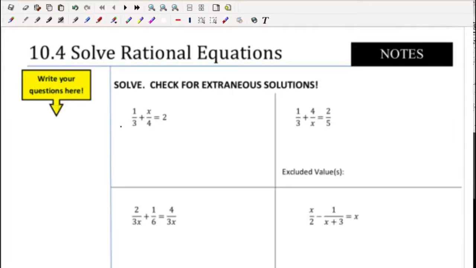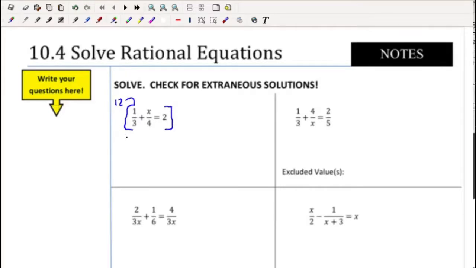To do that, we're going to multiply all our terms by the lowest common multiple of the denominators of our fractions. The denominators of our fractions are 3 and 4, and we want to find a number that can be divided by 3 and by 4 that I could multiply everything by in order to get rid of my fractions. And that number in this case is 12. So I'm going to take every single term and multiply by 12.